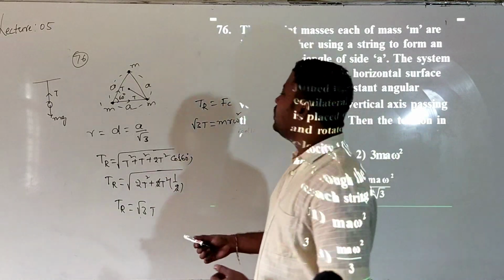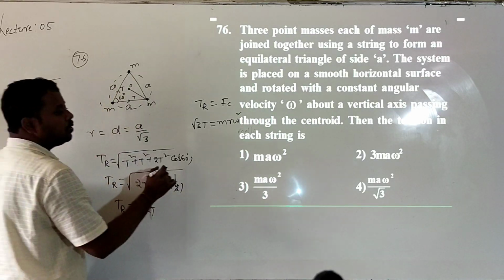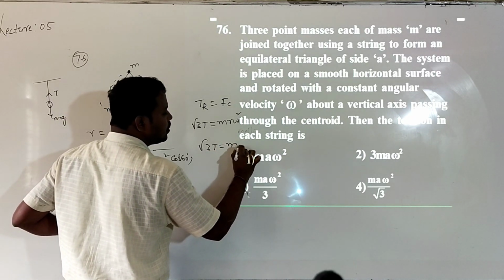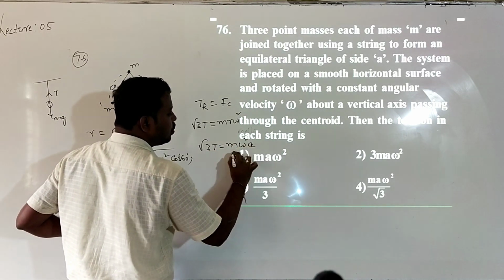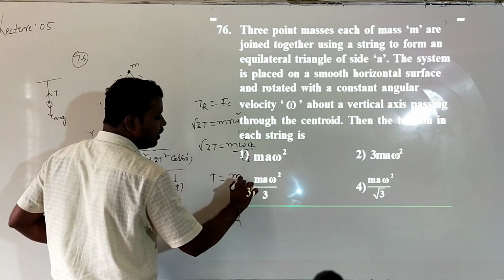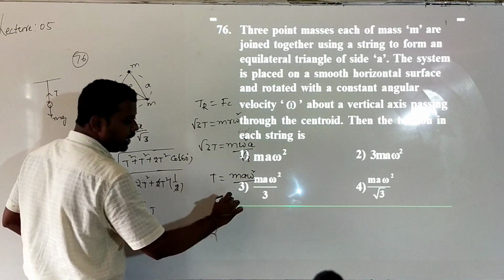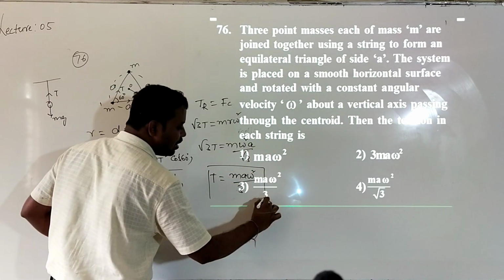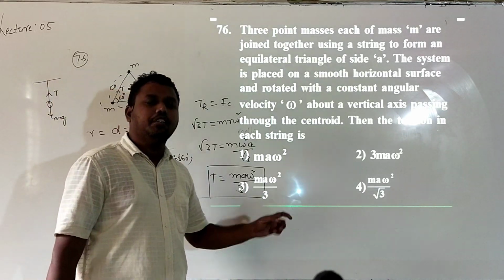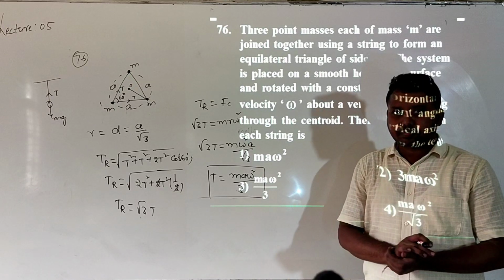But what is the R value? R is the distance from the center, and R value is equal to A by root 3. Then root 3 into T is equal to m into omega square into A divided by root 3. So T value is equal to m into A into omega square by root 3 into root 3, that is 3. Exactly, we got the third option. This is the answer. So T value is equal to m A omega square divided by 3, where T is the tension in each string.